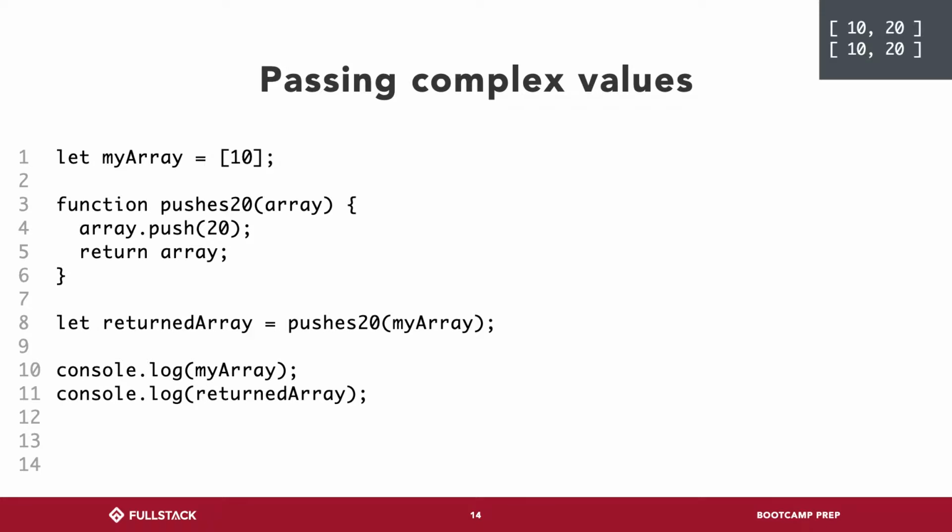Because the thing we threw into the function was the reference to that array in memory. So the reference to that array was pushed 20. So that means my array is altered. Okay?